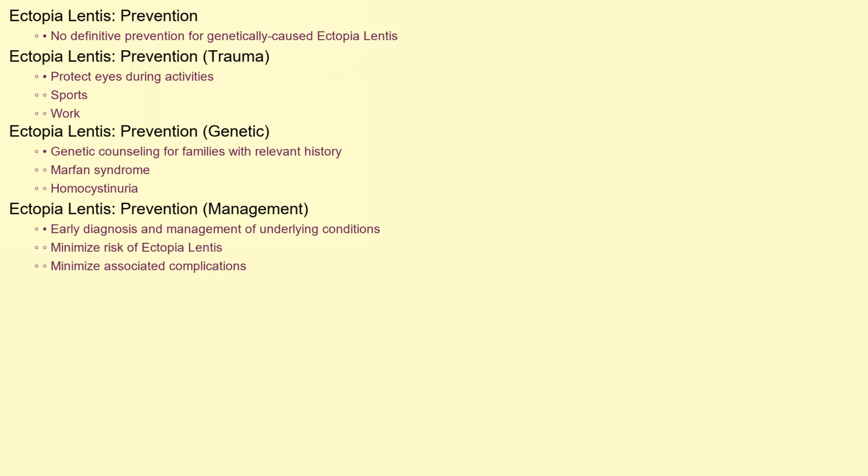Unfortunately, because ectopia lentis is often caused by underlying genetic conditions, there is no definitive way to prevent it. However, in cases caused by trauma, protecting your eyes with appropriate safety eyewear during sports, work, and other activities can reduce the risk of injury and subsequent lens dislocation. Genetic counseling is crucial for families with a history of genetic disorders associated with ectopia lentis, such as Marfan syndrome or homocystinuria. Early diagnosis and management of these underlying conditions can also help minimize the risk of ectopia lentis and other associated complications.